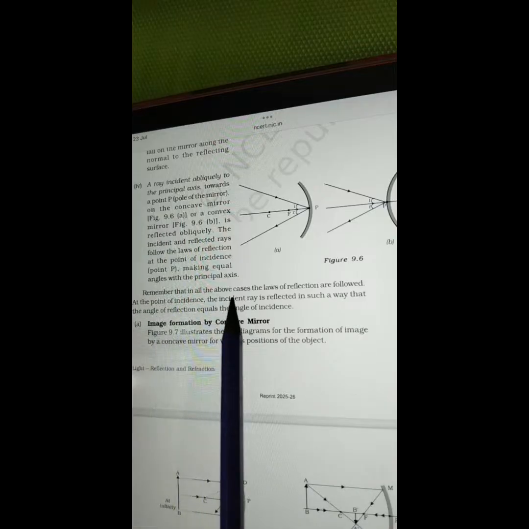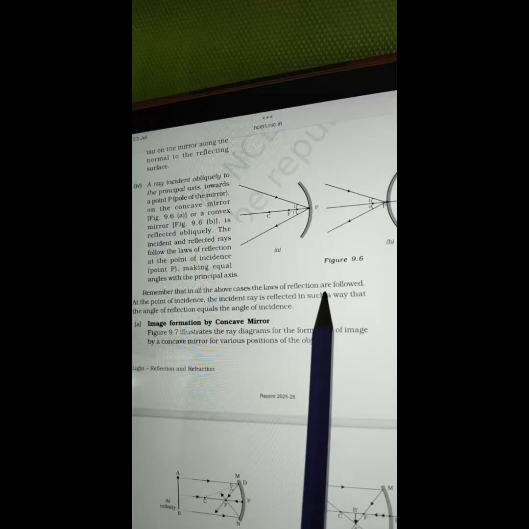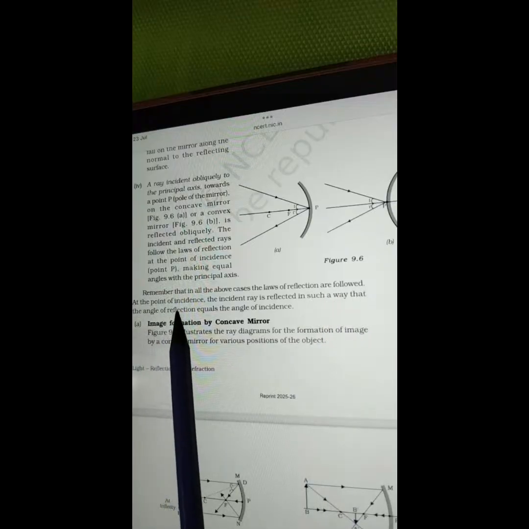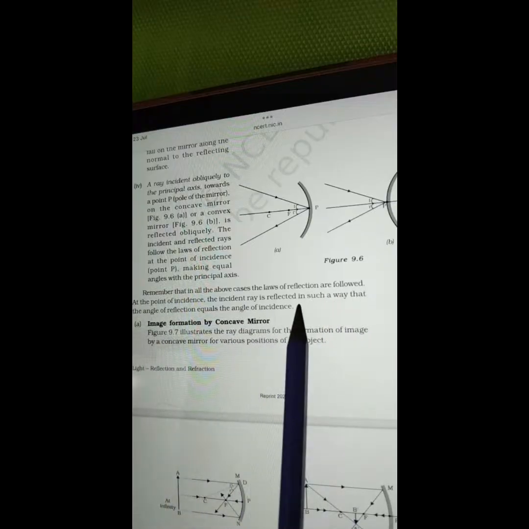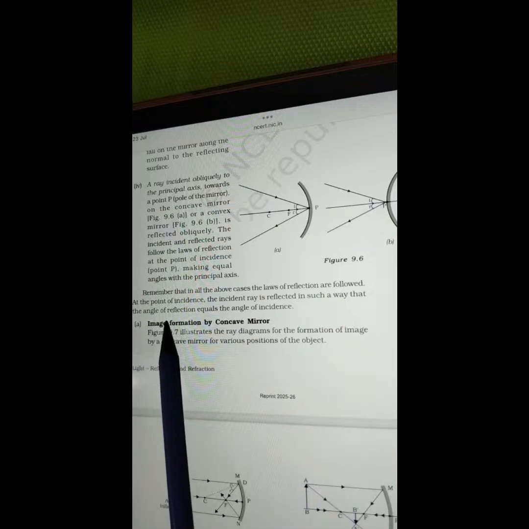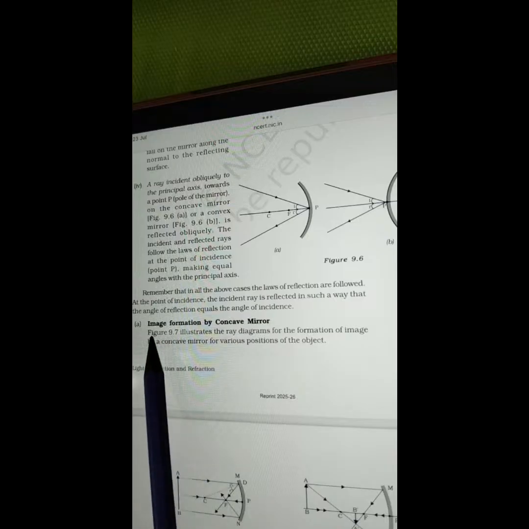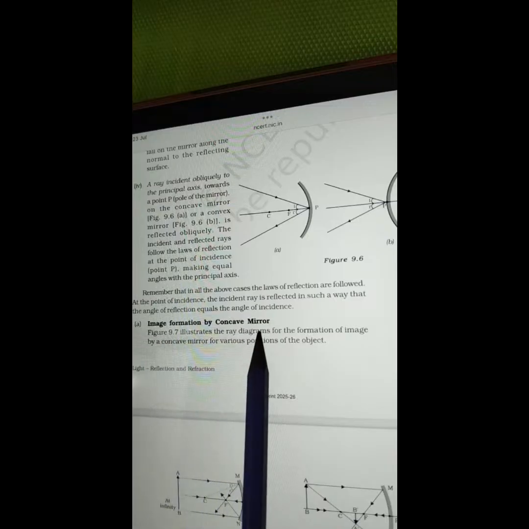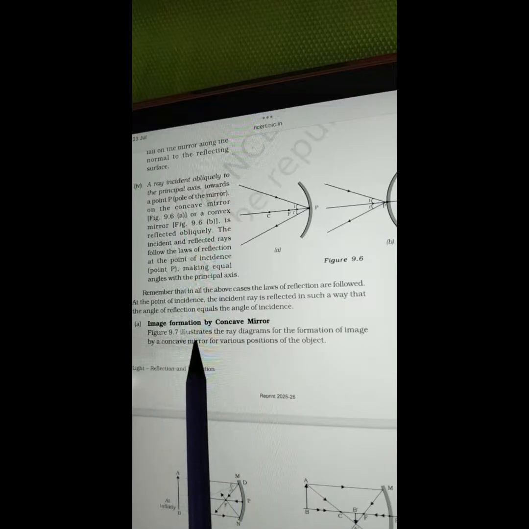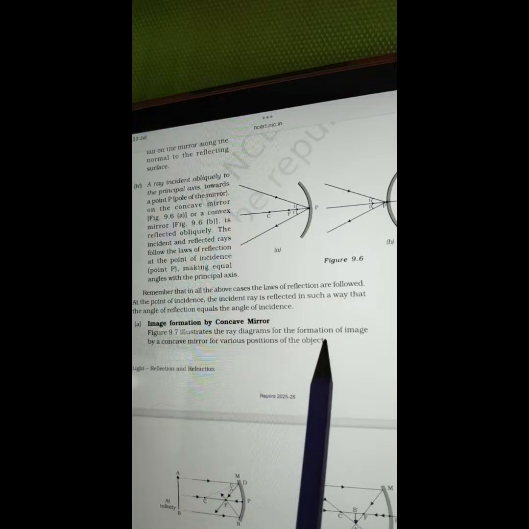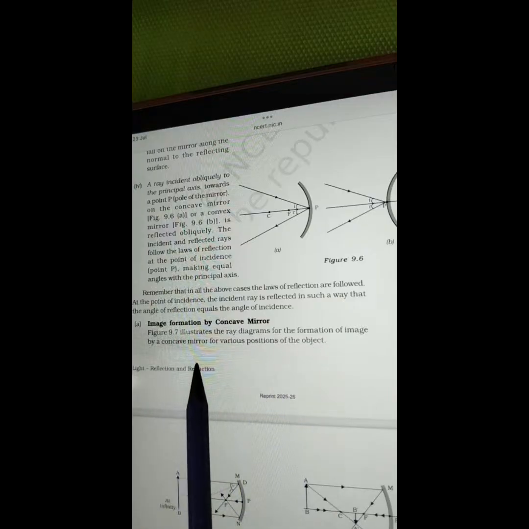Remember that in all the above cases, the laws of reflection are followed. At the point of incidence, the incident ray is reflected in such a way that the angle of reflection equals the angle of incidence. Image formed by concave mirror. Figure 9.7 illustrates the ray diagrams for the formation of image by a concave mirror for various positions of the object.